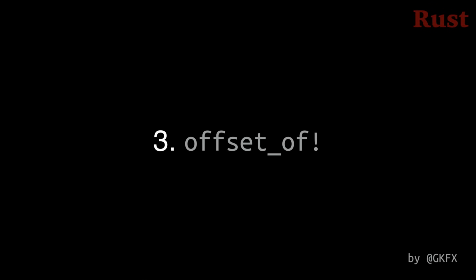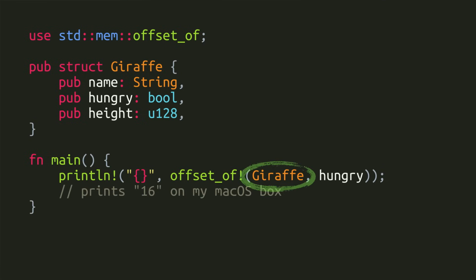Number 3. The offset_of macro has been stabilized. This macro provides the byte offset of a public field of a struct without needing an existing instance of that type, which is super useful. To use it, you pass in the name of the struct and the name of the field, and the macro expands to a usize value representing the offset you're looking for at compile time. On my box, this code printed the number 16.